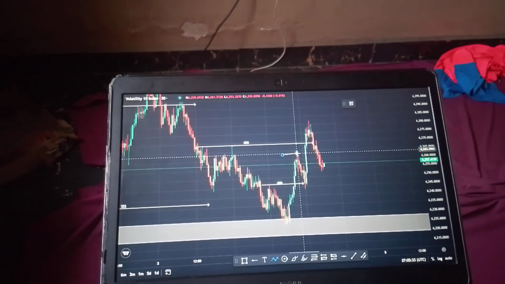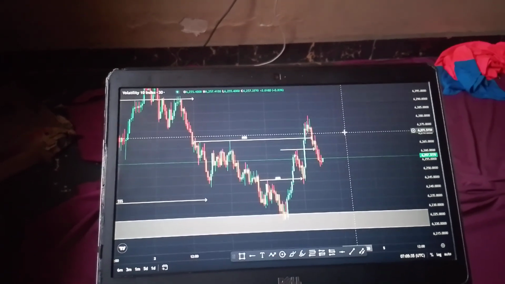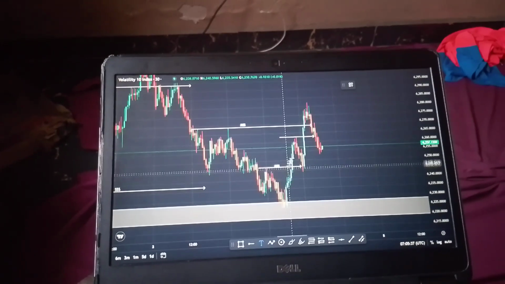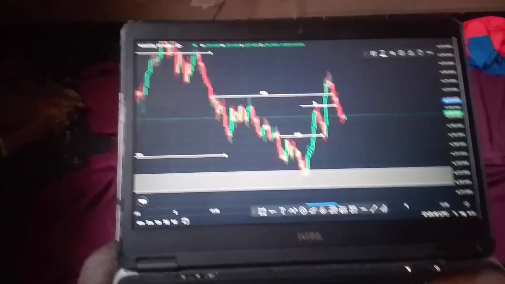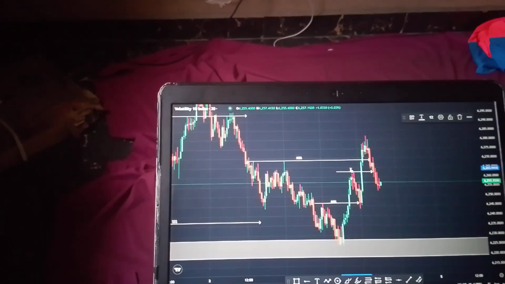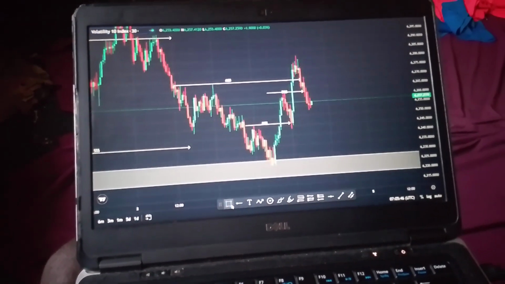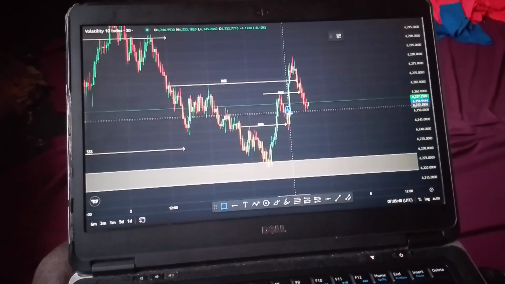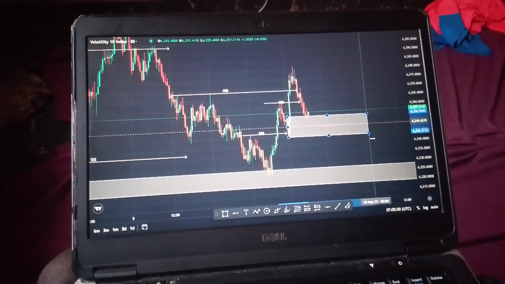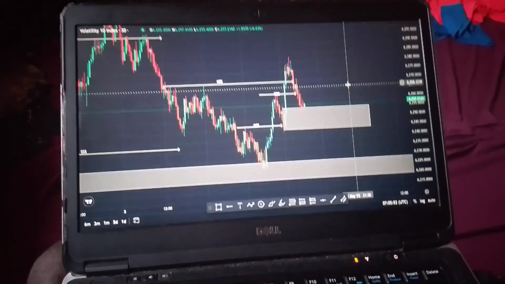Now you can see again price broke this structure to the upside. That is a break of structure, which means the trend will continue to the upside, as I have spoken. What do you expect price to do? Come back to this level of demand, and you can see price has come back to that level.